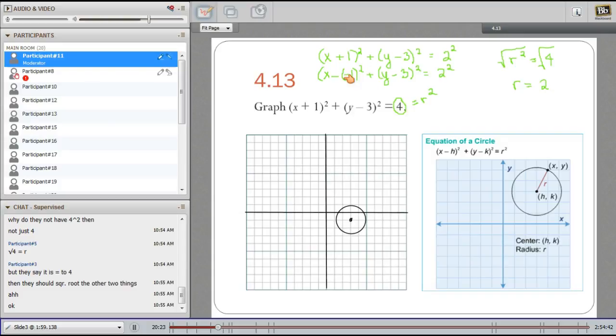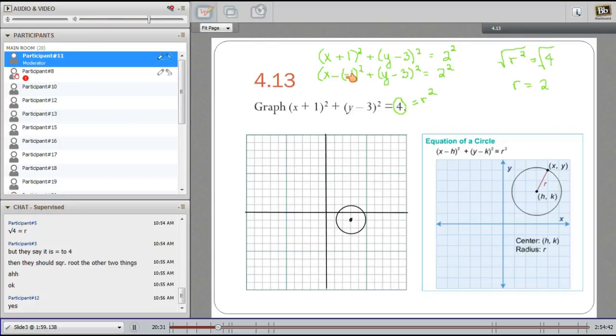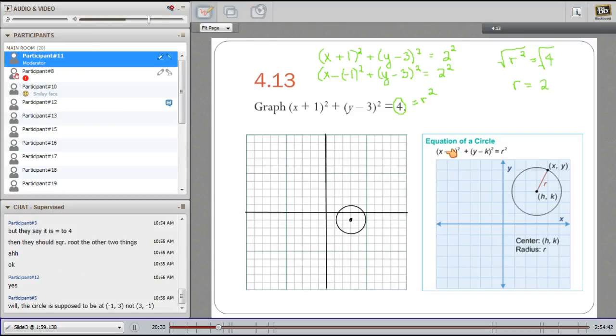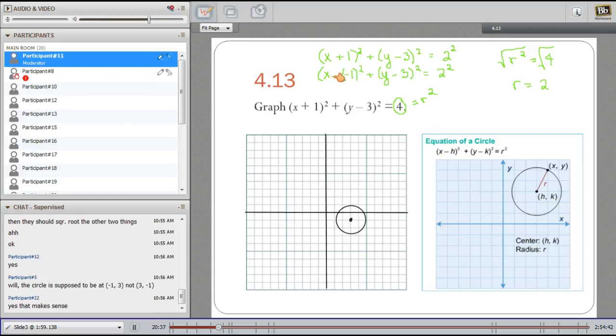Okay, so this would be, does that make any sense to you guys? I'm taking the plus sign here and rewriting it as a double negative. The reason I'm doing that is because in the equation there's a subtraction sign, and so I'm trying to get that to match.